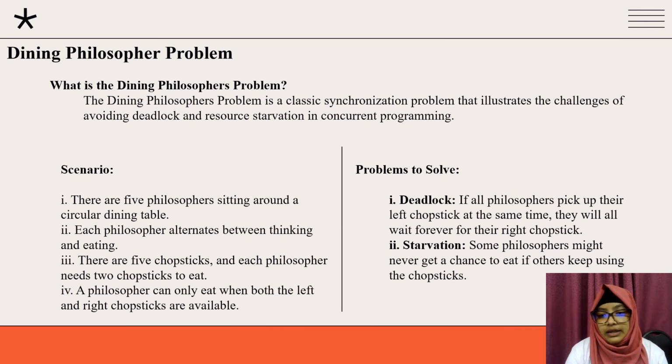Problems to solve. Deadlock: if all philosophers pick up their left chopstick at the same time, they will all wait forever for their right chopstick. Starvation: some philosophers might never get a chance to eat if the others keep using the chopsticks.